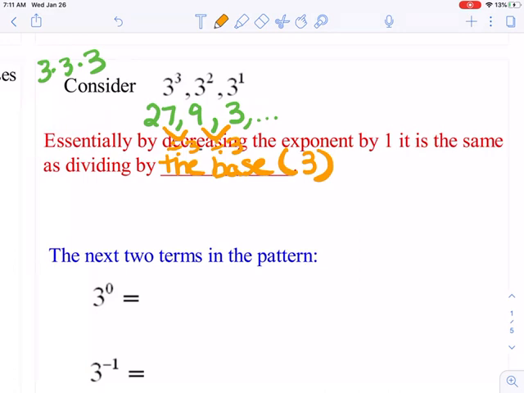Again, if we know this pattern, we can keep going, right? If I want to get 3 to the 0 power, well, I just keep going with dividing by 3. 3 divided by 3 would give me 1. Divide by 3 again, 1 divided by 3 is 1/3. And again, we're coming up on our first rule here. We notice anything? So far, anything that we've raised to the 0 power has been 1.